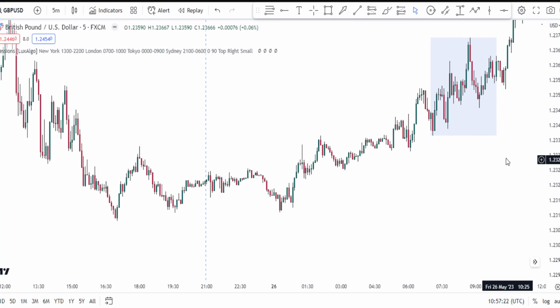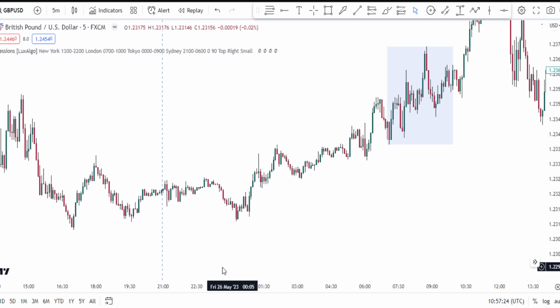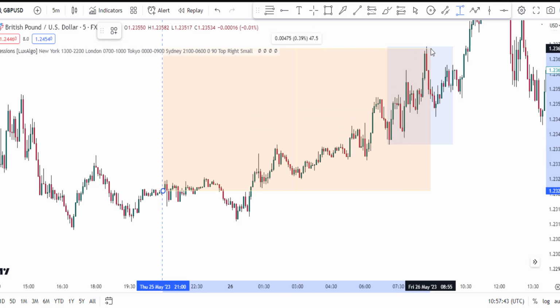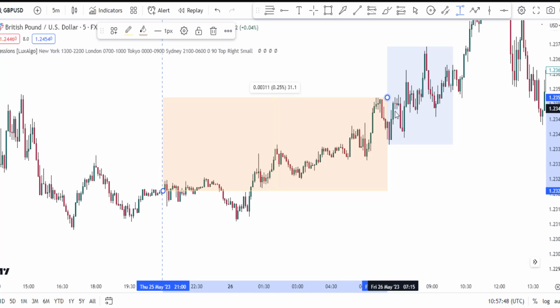So look at this from your 5 minute time frame. This is where the start of this Asian session starts. Now you want to measure whether this is bullish or bearish. You can use this price range tool and measure from here, the open, to this place, before this delineation.